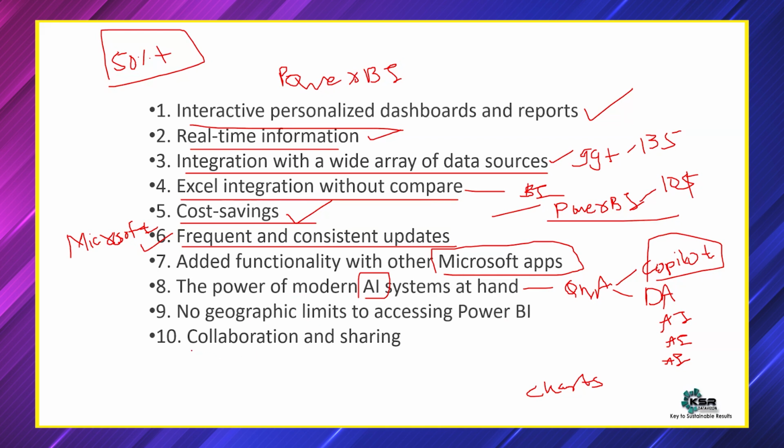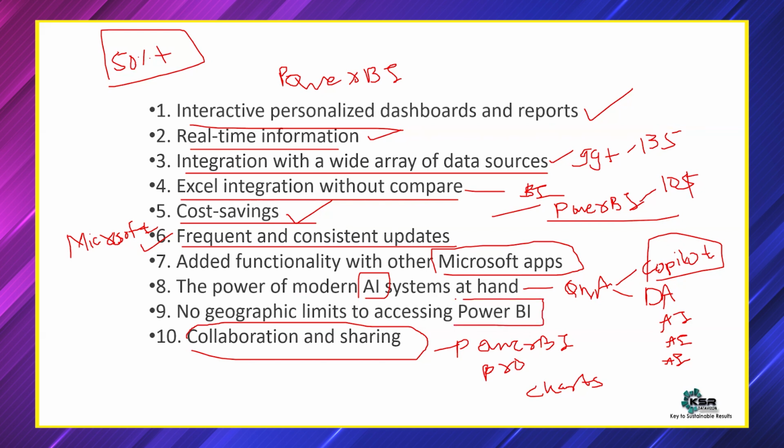Now, one more important point is collaboration and sharing. This is with respect to Power BI Service. You can share reports with multiple people. The only thing you have to do is purchase a Pro license, which will cost you $10, that is around 800 or 850 Indian rupees per user per month. No geographic limit to accessing Power BI. This is globally available. Even if you're coming from any country, from the Middle East, from Africa, wherever you are, you can use Power BI. These are a few advantages why we should move to Power BI.